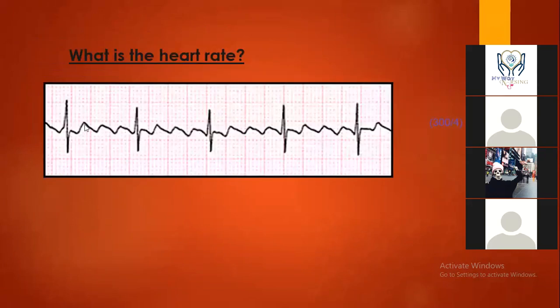Now next, 1, 2, 3, 4. You can see QRS in the fourth big square. 1, 2, 3, 4. So 300 by 4, what will it be? It will be 75 beats per minute. So this is the heart rate, okay?